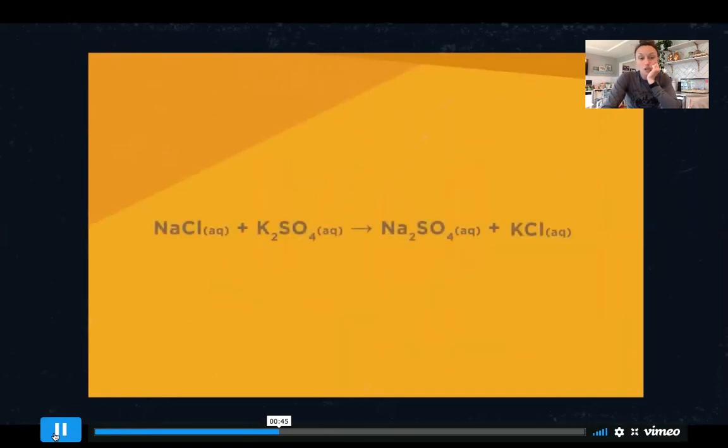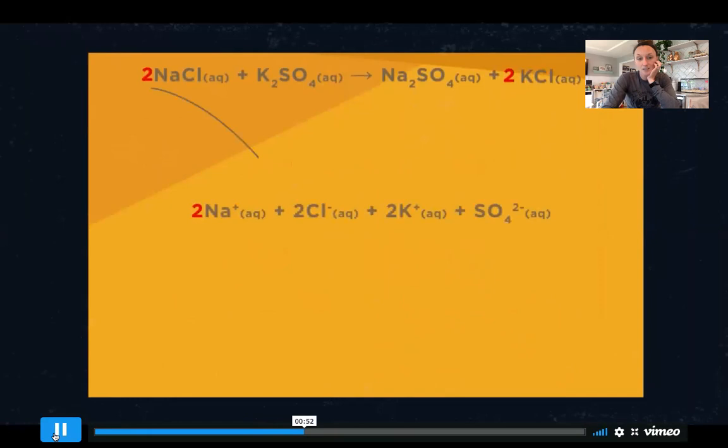So this is going to show you how we write a net ionic equation, and take a look at it, but we'll focus on writing these next class period. This is showing you where these twos come from. So 2 sodiums, 2 chlorides, 2 potassiums, 1 sulfate. The 2 for the sodium and the chlorine come because there is a coefficient of 2 in front of there. The 2 potassiums come because within that formula, there is a subscript of 2, so there's 2 potassiums.